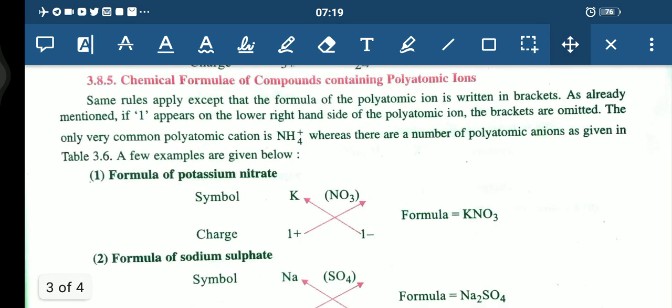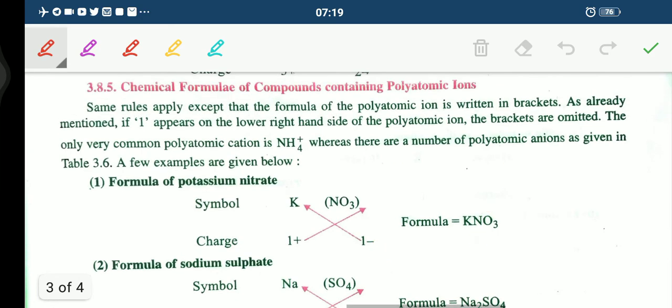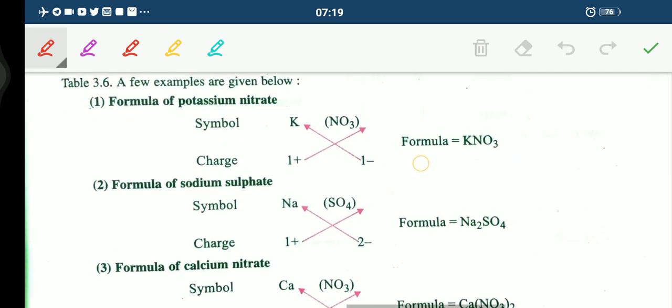Now children, these are some chemical formulas of compounds containing polyatomic ions. So you can see here the bracket is there. I have already told you to learn this table also. So hope you all have learned it. If not, then please you have to learn it, bache, and make sure that you are sitting with your notebook and one pen. Fine, so you just need to practice each and everything.